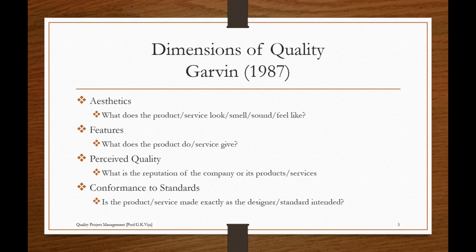Perceived quality. It's the quality attributed to a good or service based on indirect measures. Then conformance to standards. Conformance is the precision with which the product or service meets the specified standards.